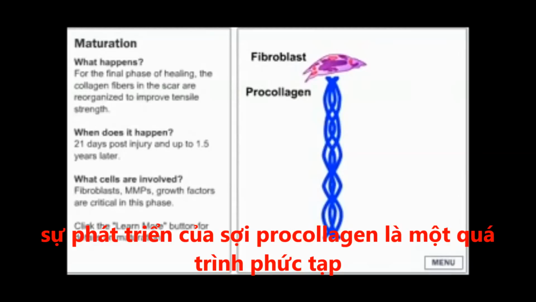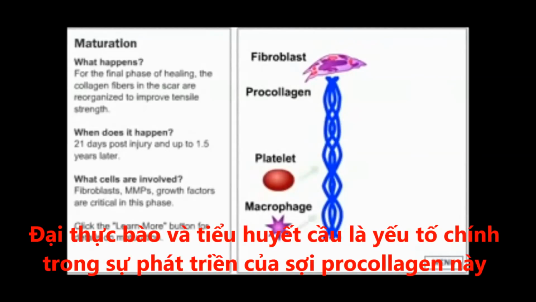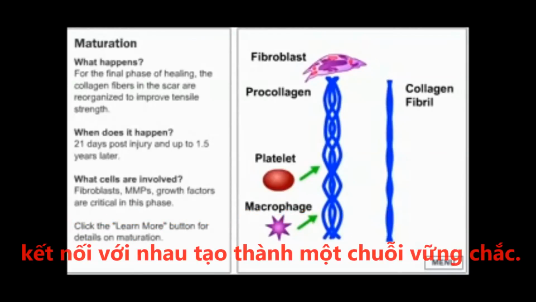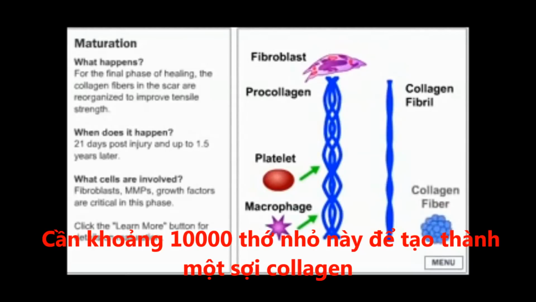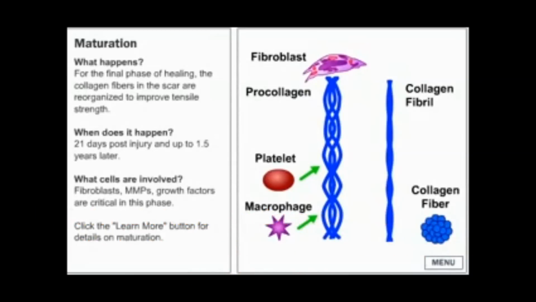Collagen synthesis begins with the fibroblast, which secretes procollagen. Growth of the procollagen fibers is a complicated process. Macrophage and platelets are key growth factors in the development of procollagen. Procollagen fibers mature into collagen fibril. The fibrils then link together into a very strong, rope-like collagen fiber. There are about 10,000 fibrils interconnected within a single collagen fiber. Research is currently underway to determine the chemical details associated with collagen synthesis.